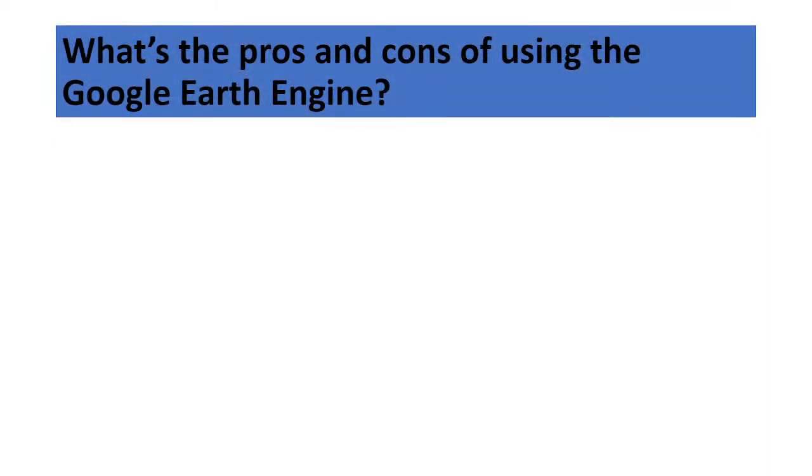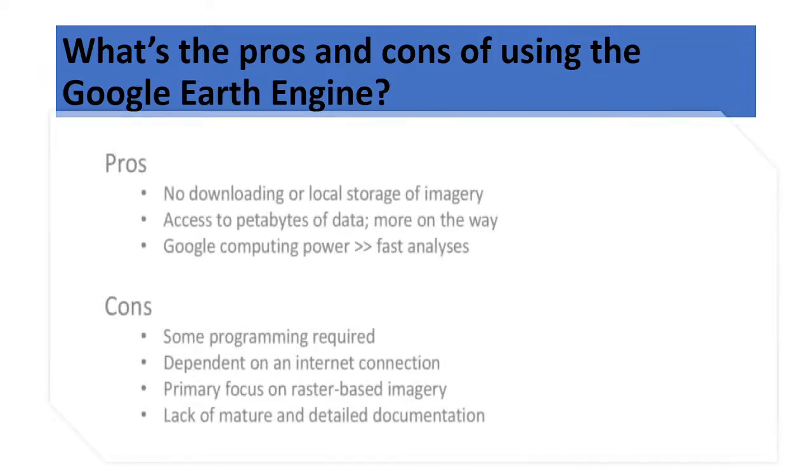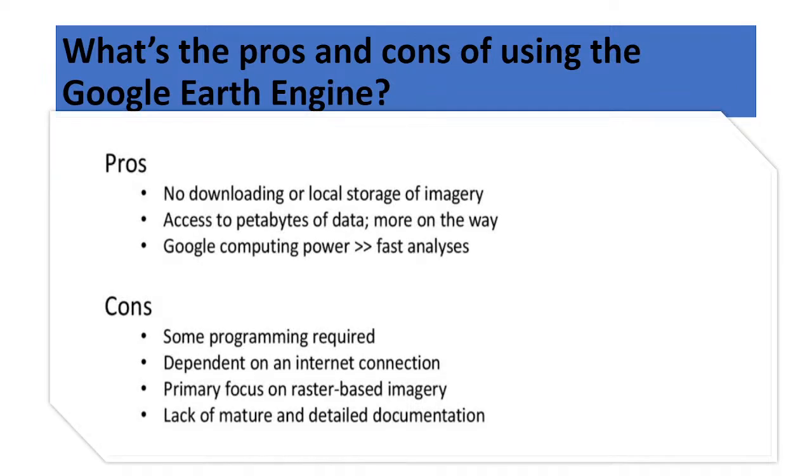And what are the pros and cons of using the Google Earth Engine platform? Mainly there are a lot of pros, but some cons are also available. First of all, when you are using the Google Earth Engine platform, you don't need to download any satellite imagery. And we can easily access petabytes of data or more on the fly. And Google's computing power is very fast. It's a very fast analysis. You can get a lot of datasets very quickly. It analyzes, and we can easily get the result.